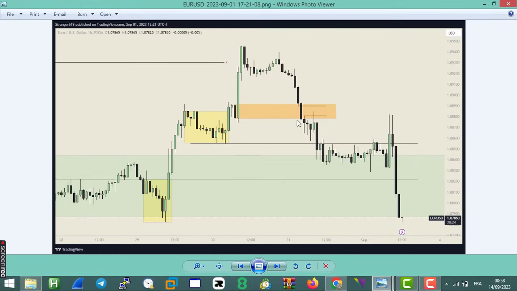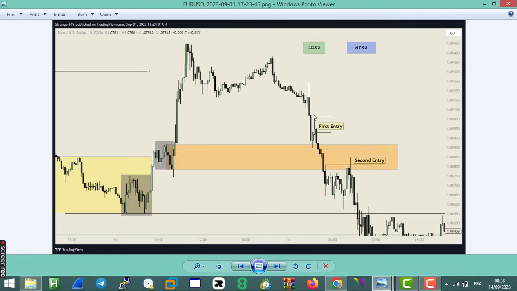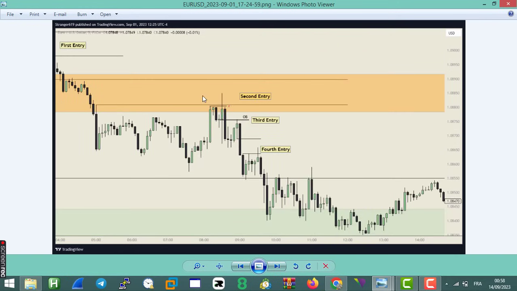And as you can see here, we have this unicorn model. So when you see a breaker block inside a fair value gap, or a fair value gap inside a breaker block, there is a high probability that price will retrace from here, leaving this fair value gaps open, right? So after price retraces to this breaker block right here, we can go to the lower time frames and we look for entries. Here is the 5-minute chart.